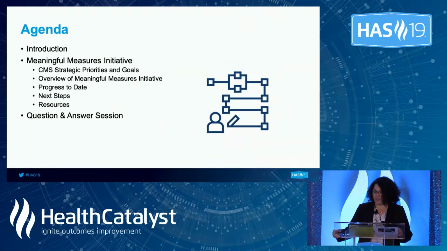So for our session today, I just want to start off with an introduction and give a little bit of context of how we got here. Then we'll talk about the Meaningful Measures Initiative, both what it is, the framework, some of our successes thus far, and hopefully give you a little bit of a glimpse of what's to come. Outline a few resources that we have, and then we'll obviously end with a Q&A.